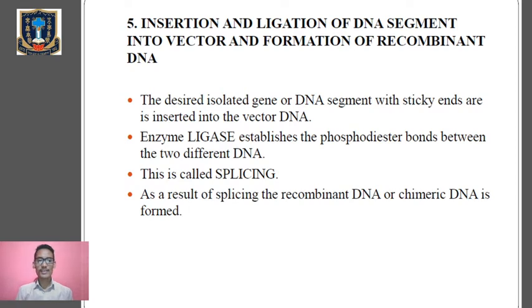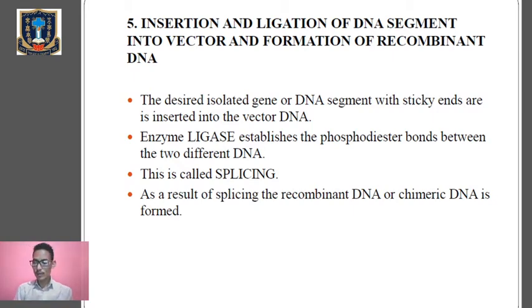Okay, so ligation or the insertion of foreign DNA having the gene of interest into the vector DNA is possible with the help of the molecular glue, which is called DNA ligase. The enzyme DNA ligase will help in establishing the phosphodiester bond between the two different DNA, which is also called splicing, and this will lead to the formation of recombinant DNA. So now the recombinant DNA has been produced.